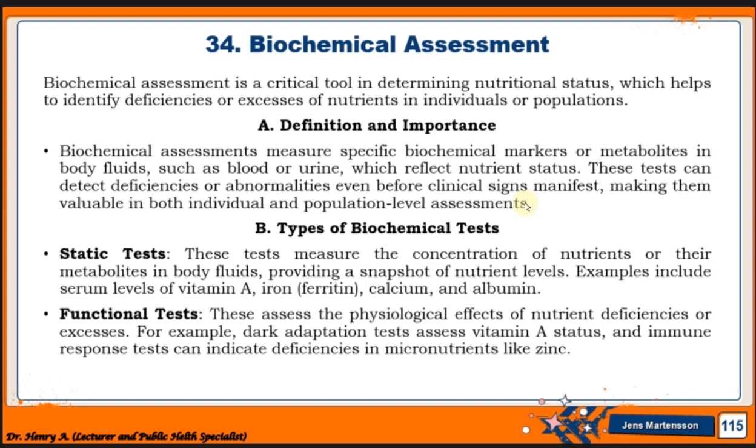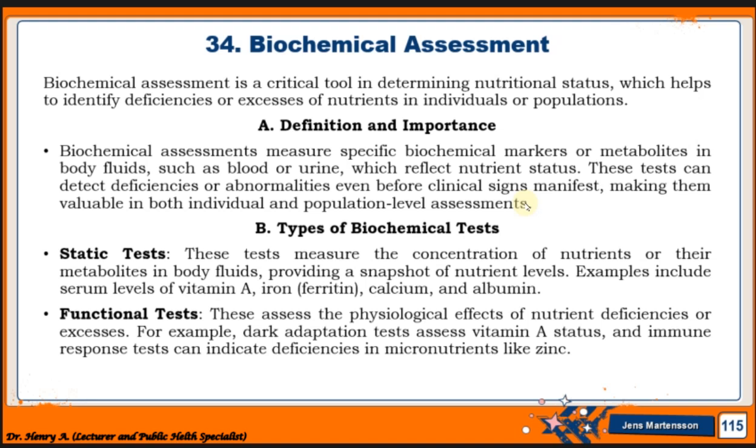Let's see the types of biochemical tests. You have the static test, and then you have the functional test. The static tests measure the concentration of nutrients or other metabolites in body fluids, providing a snapshot of nutrient levels. Examples include serum levels of vitamin A, iron, which is known as ferritin, calcium, and albumin.